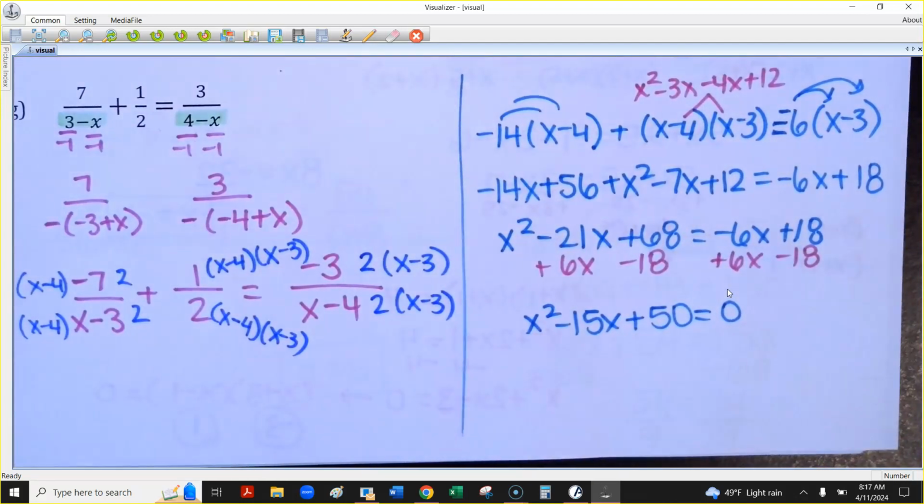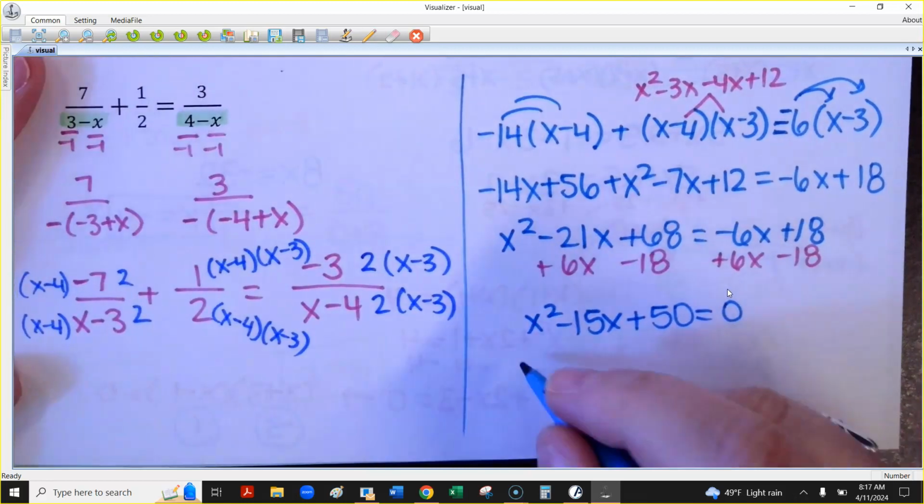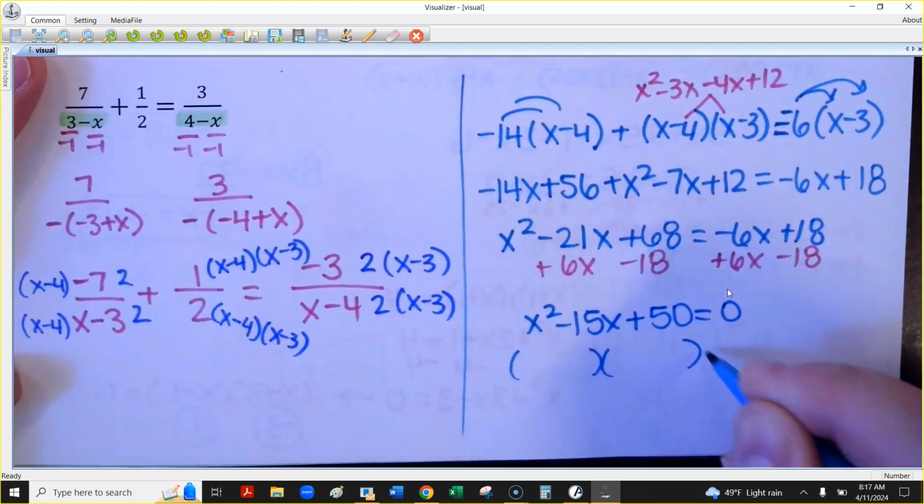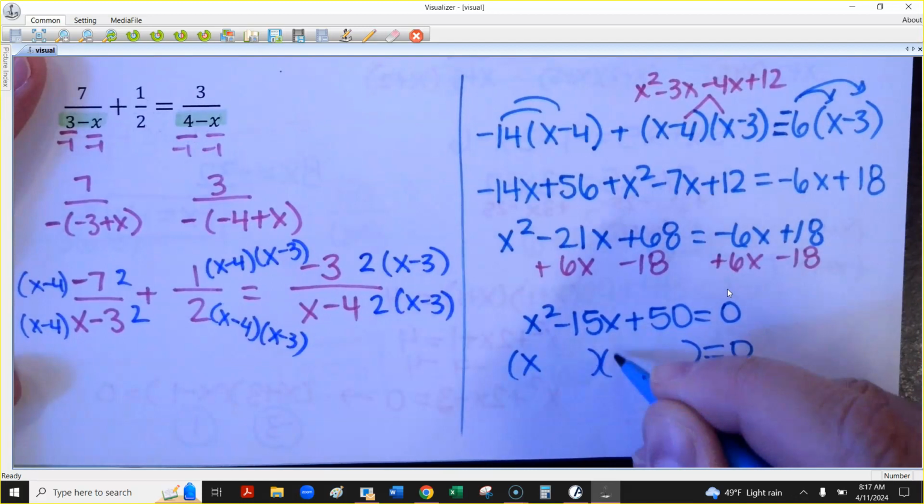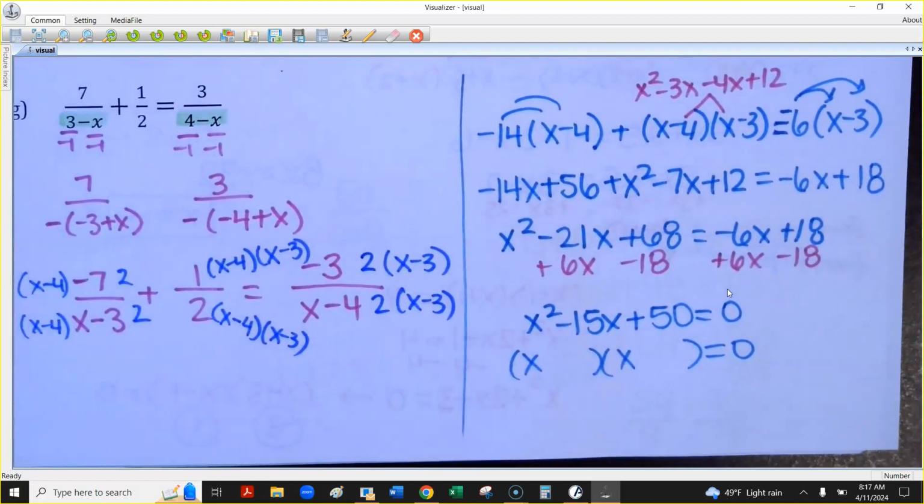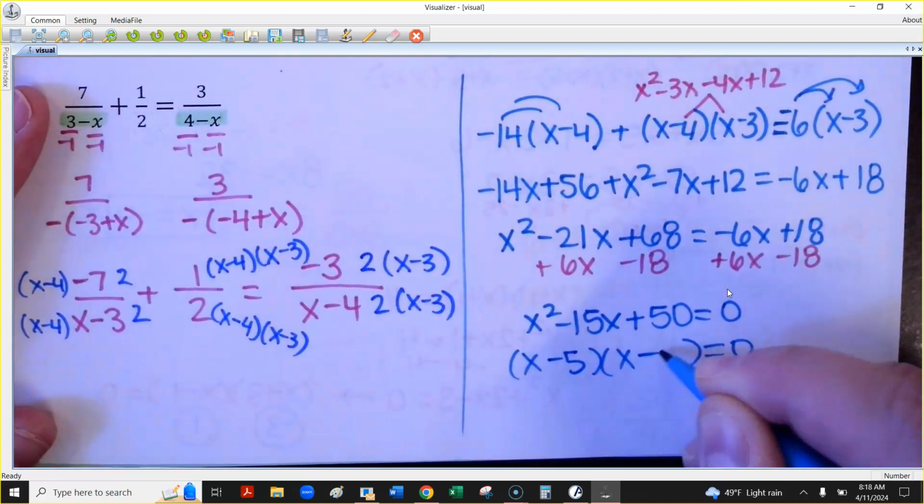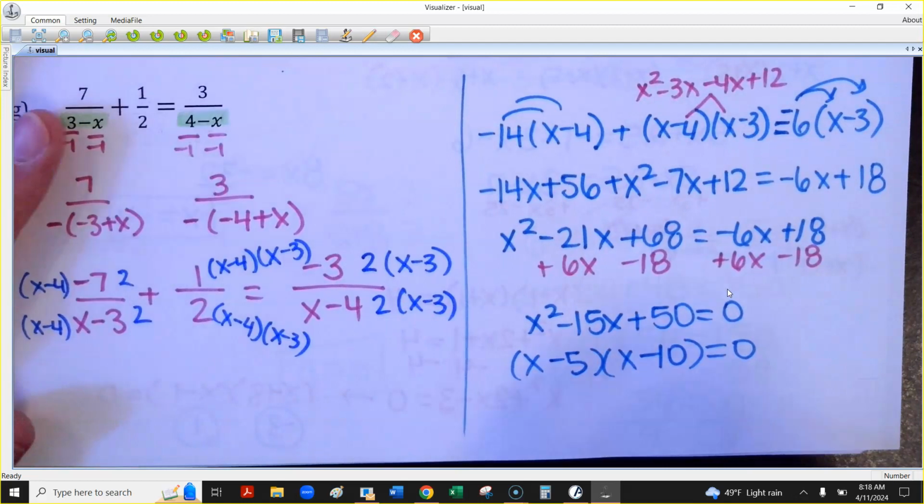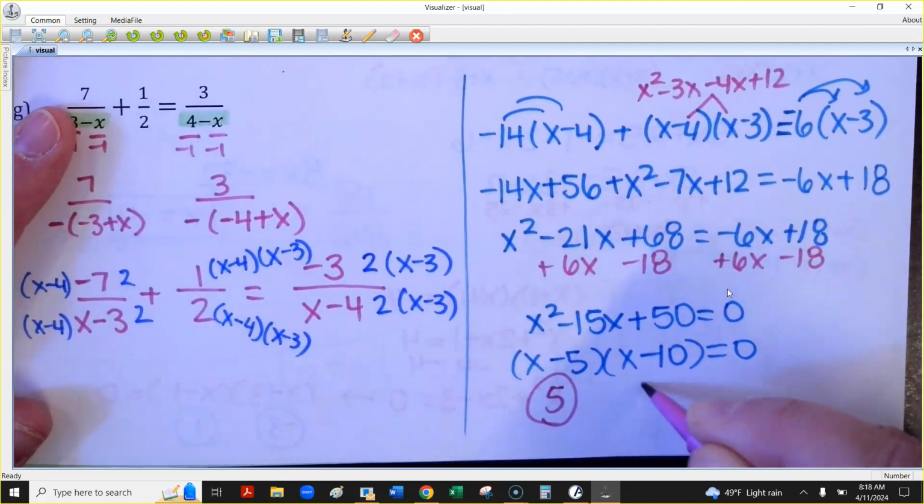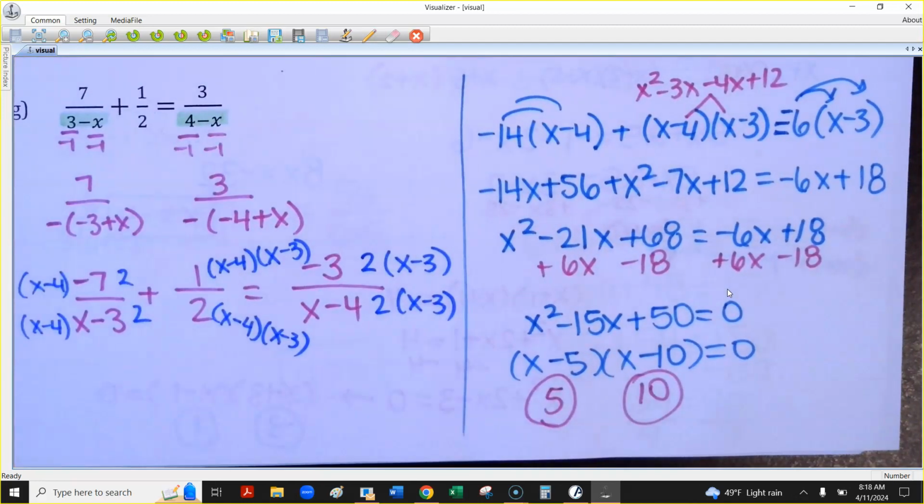This is a long problem, sorry, can you think of two numbers that when you multiply them you'd get 50, and the same two numbers, when you add them, would be negative 15? Negative 5 and negative 10. Yes, ma'am, negative 5, negative 10. Now, my two actual answers would be positive 5 and positive 10, and neither one of those is going to cause you a problem in the denominator. The two numbers you couldn't have your denominator be would be 4 and 3. We didn't get those as an answer.